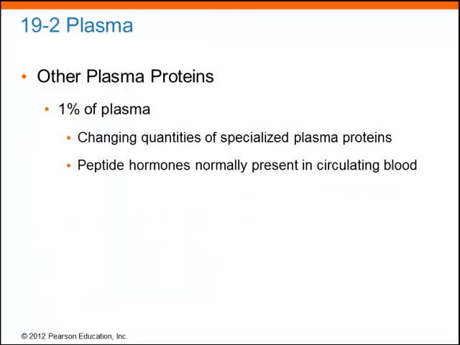Now, there are proteins that are just being transported by the blood. They're not really considered plasma proteins because they don't fit into one of those categories that we just went through. So about 1% of the proteins in the plasma are just passing through. They're just on their way somewhere. And these are going to be the hormones and the enzymes that are secreted into the blood for a specific purpose.